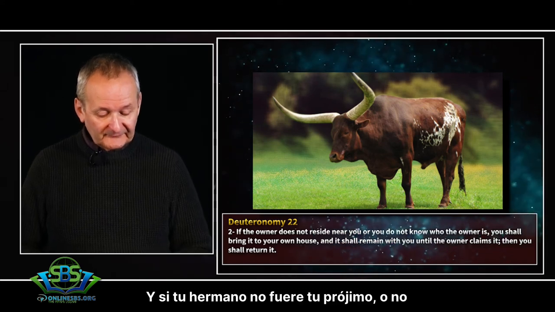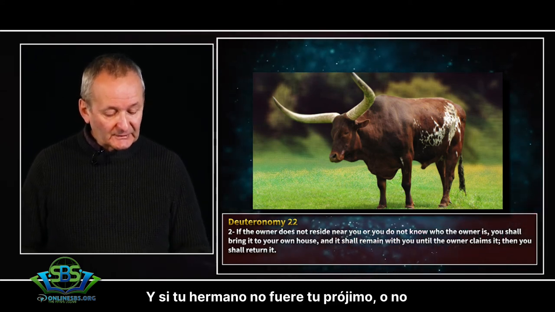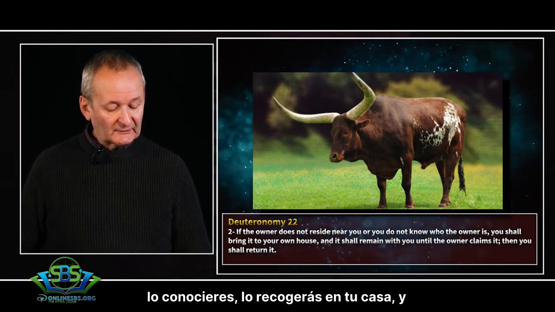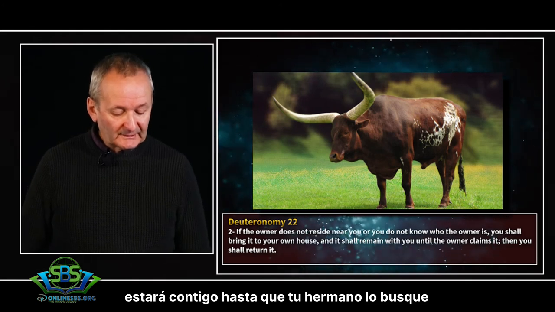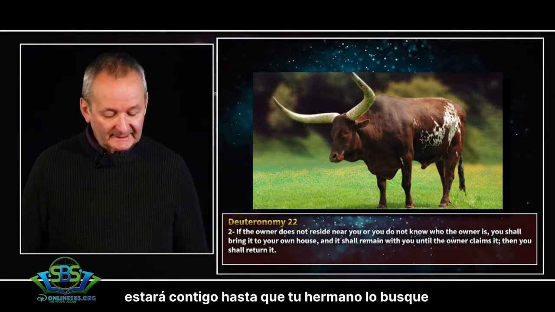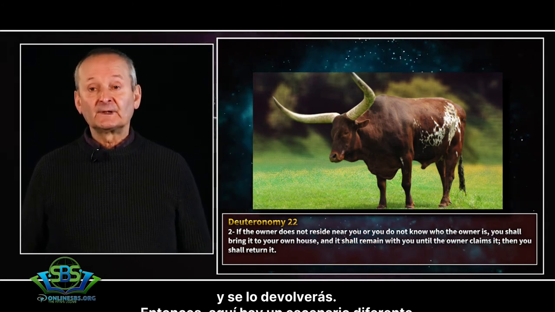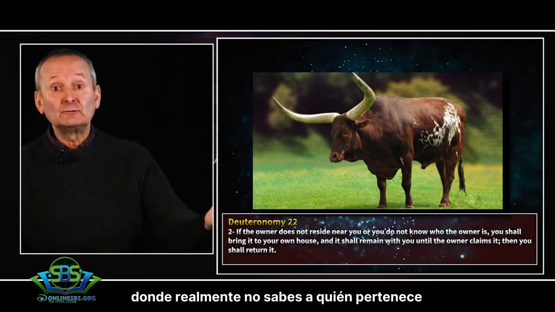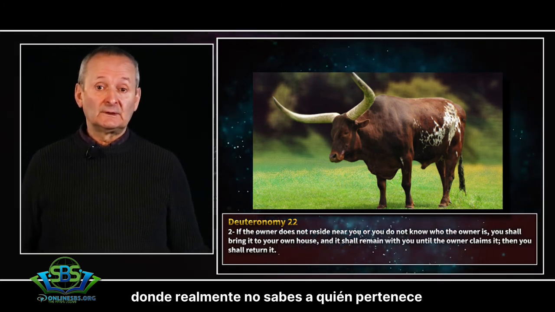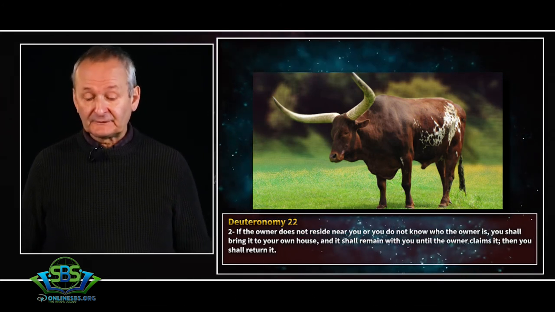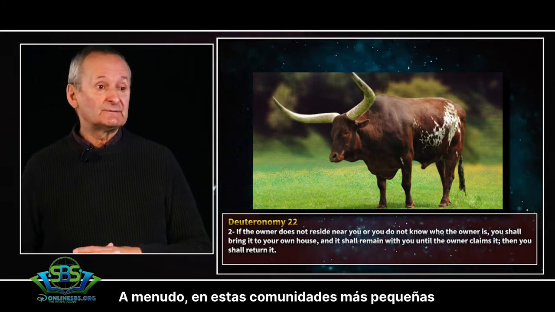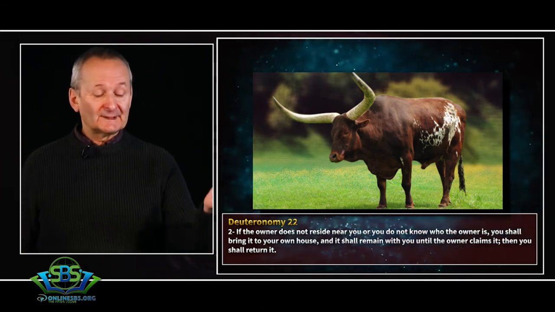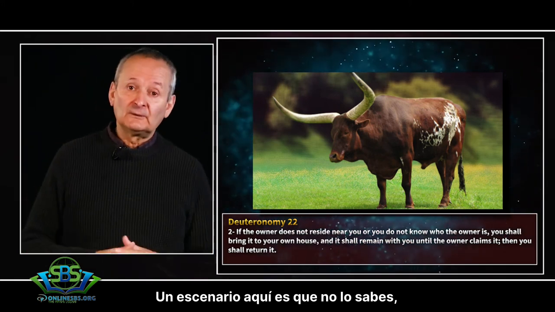Verse 2: if the owner does not reside near you and you do not know who the owner is, you shall bring it to your own house and it shall remain with you until the owner claims it. Then you will return it to your neighbour. So here's a different scenario where you actually don't know who this animal belongs to. Often in these smaller communities in ancient times, everybody would know every animal and who they belong to. But the scenario here is that you don't know.